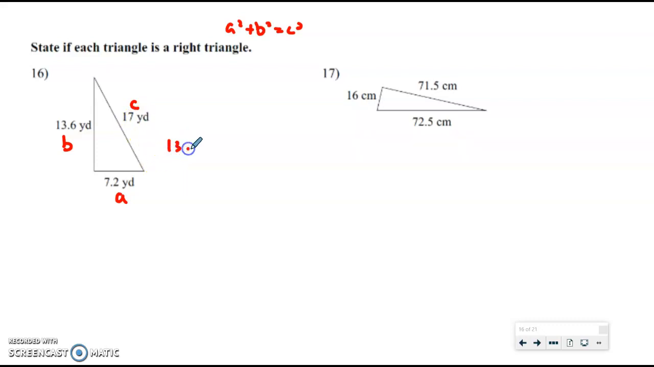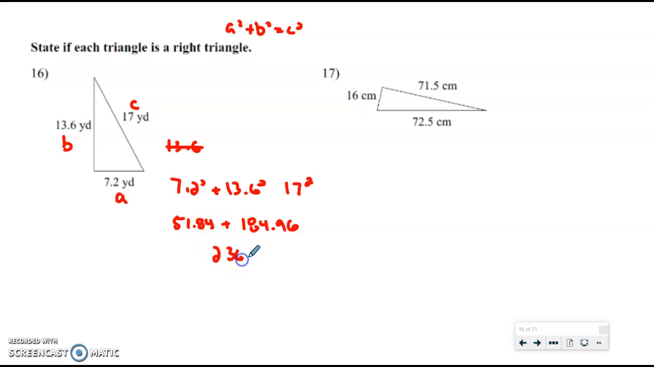So if I do 13, sorry, let's scratch that. I'm going to do 7.2 squared plus 13.6 squared. If it's a right triangle, it should be 17 squared. So 7.2 squared is 51.84. And 13.6 squared is 184.96. How are you doing this so quickly, Mr. Graham? I kind of figured these out before I met with you guys. So if I add these two together, I end up with 236.8.